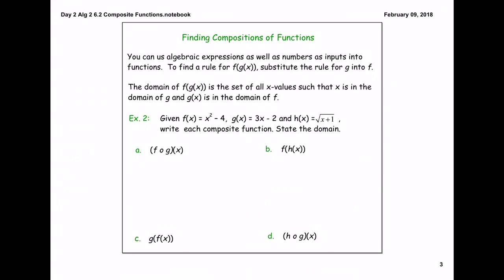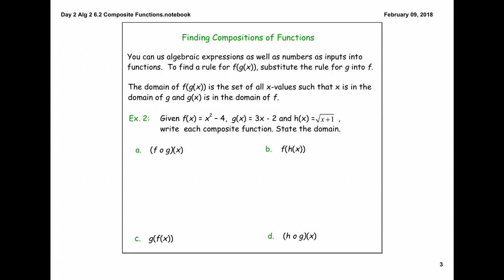Finding composition of functions, you can use algebraic expressions as well as numbers as input in functions. To find a rule for f of g of x, substitute the rule for g into f of x. So the domain of f of g of x is the set of all x values such that x is in the domain of g and g of x is in the domain of f.